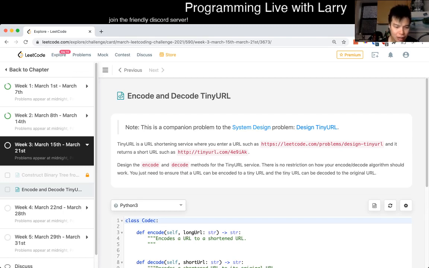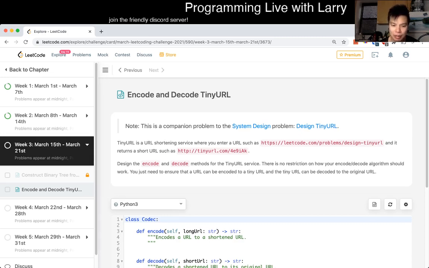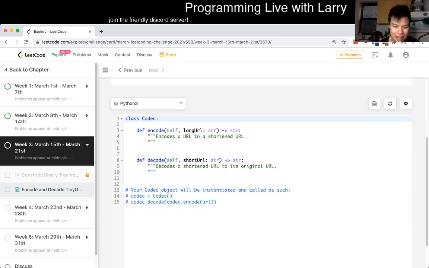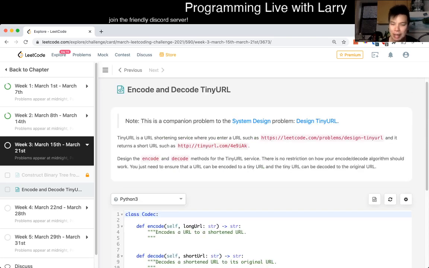Encode and Decode TinyURL. So you might notice that my sound looks out of sync. It's because for some reason the sound didn't record, and I had to reboot my computer to do it. My apologies. But this is going to be my running commentary. What I talked about here, to be honest, is just that I think this is a terrible LeetCode problem. So you didn't really miss that much.